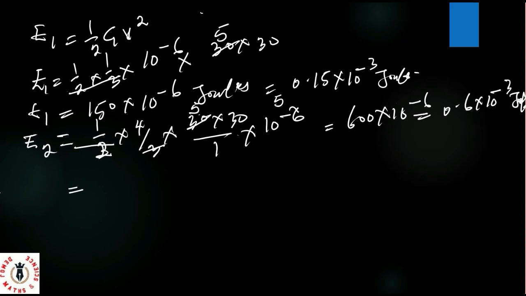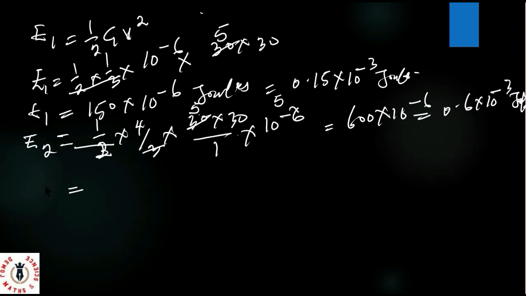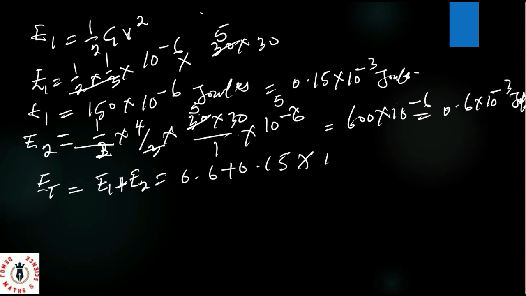Now, so we can now look at before and after. Before the recombination, I had a total energy of 3.75 joules. After the recombination, my total energy, I can write that as ET, which is equals to E1 plus E2. That's the same thing as 0.6 plus 0.15, both of them times 10 raised to the power minus 3. That's the same thing as 0.75 times 10 raised to the power minus 3 joules.